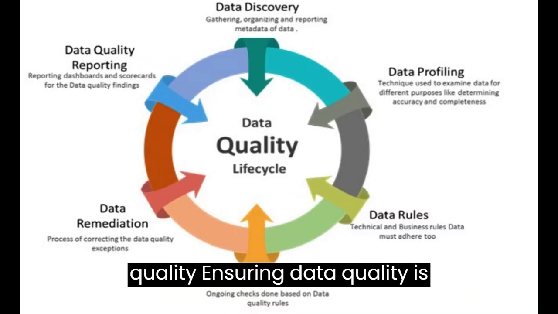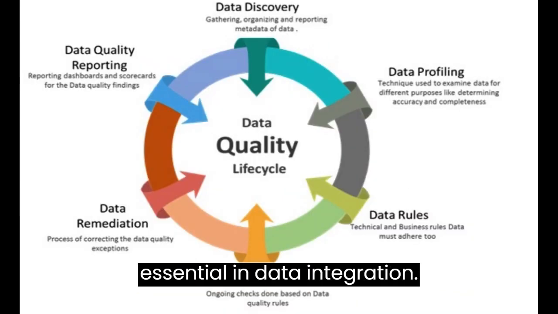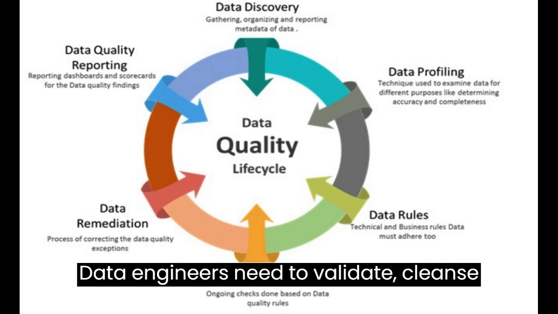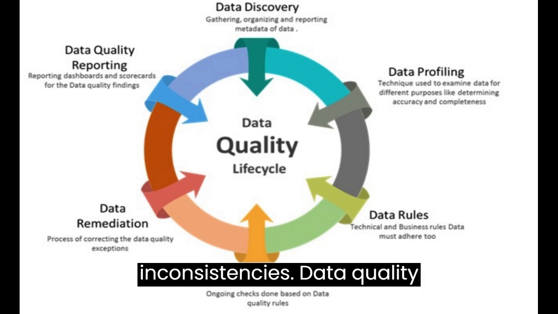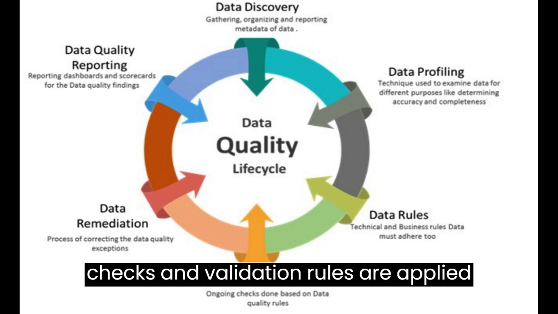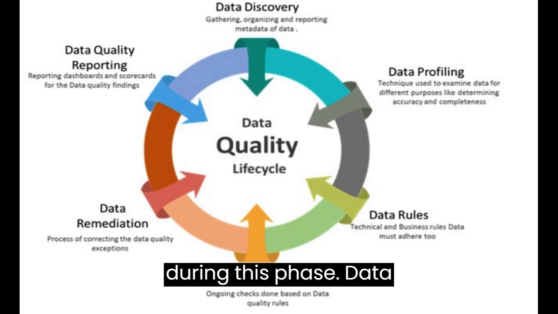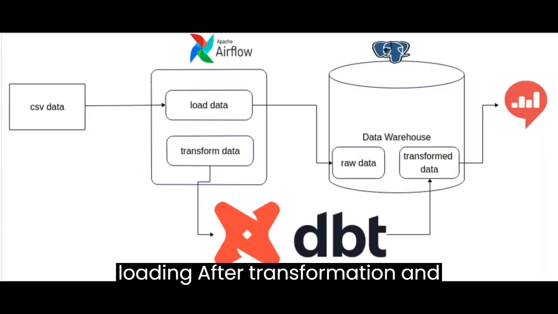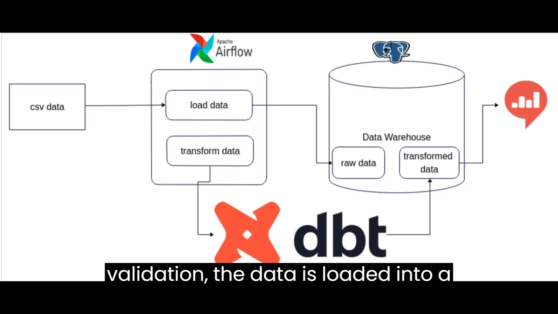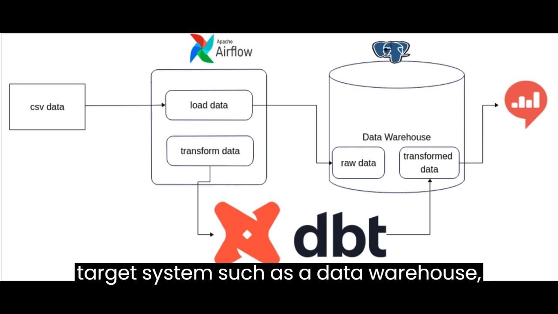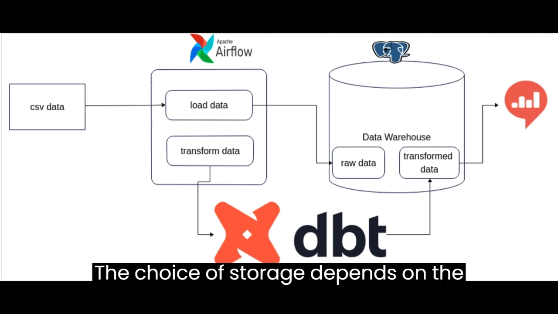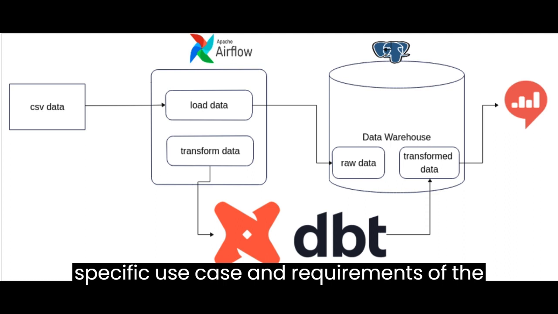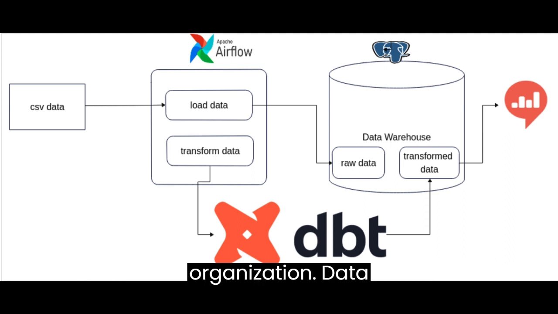Data quality. Ensuring data quality is essential in data integration. Data engineers need to validate, cleanse, and enrich data to eliminate errors and inconsistencies. Data quality checks and validation rules are applied during this phase. Data loading. After transformation and validation, the data is loaded into a target system, such as a data warehouse, data lake, or a reporting database. The choice of storage depends on the specific use case and requirements of the organization.